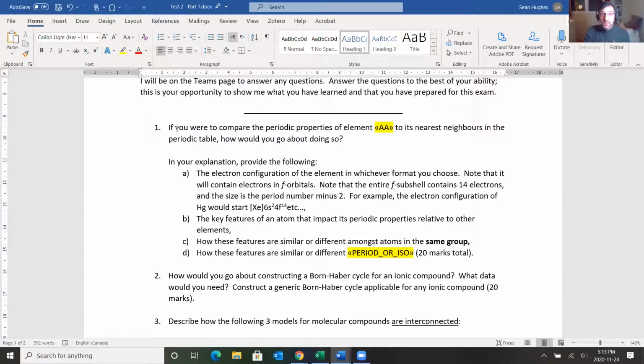What are the key features of the atom that impact its periodic properties relative to other elements? So a very general question, right? Very open-ended. You're probably not going to find that answer online, right? You kind of have to know your stuff. How are these features similar or different amongst atoms in the same group? And then the follow-up question is, how are they similar or different for things that are in the same period or if they are isoelectronic?